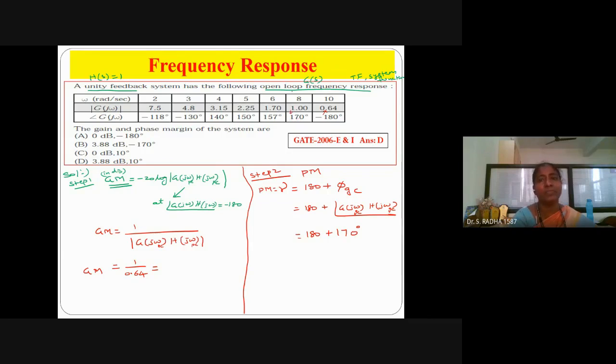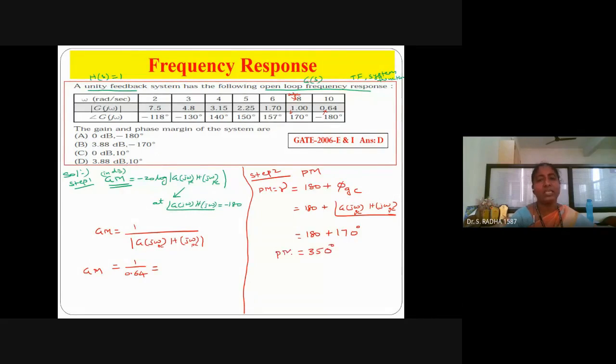You can also say these are omega values, first row. So ω_gc value is 8, because magnitude happens to be 1 at ω_gc equal to 8. So 8 is used for φ_gc calculation, and that φ_gc has come up as 170 degrees. Now I am adding this: 180 plus 170 is 350 degrees.